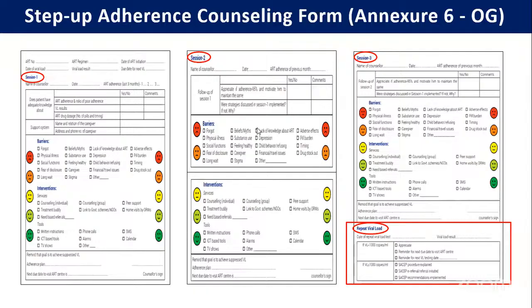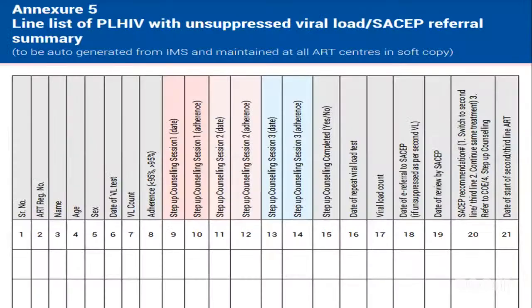Similarly, for the second session also and third session, and if the viral load is more than 95%, then they have to schedule a repeat viral load test after 3 months. Otherwise, go for a second set of ESC through a different counselor.